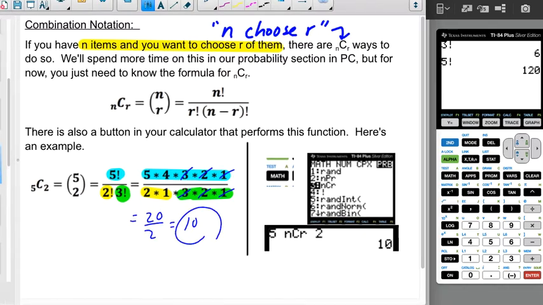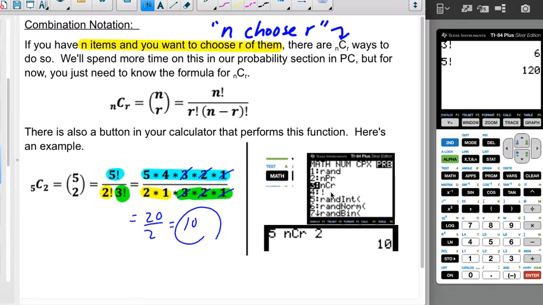There is a button to do this in your calculator. So just like we found the exclamation point for factorial under probability, if we go to math and go over to probability and pick 3, we can get nCr. When you do that, though, just like we saw with the factorial, you have to put the first number first. So if the 5 is the n, I have to type in 5, then get the nCr button, then type in the 2 and hit enter, and I'll get a 10.